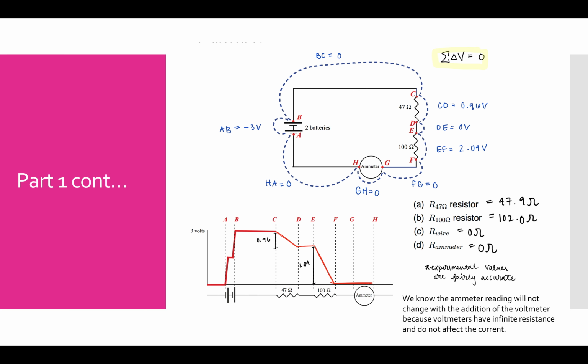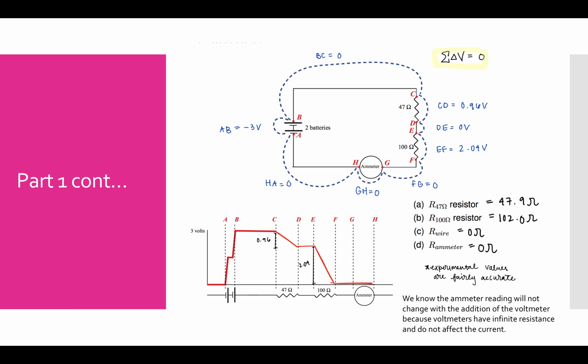And so from this, you can use a similar equation to the one we used before to find that the R47 resistor is about 47.9 ohms, and the R100 resistor is about 102.0 ohms, while the wire and the ammeter are both 0 ohms. So as you can see, this is pretty accurate because the 47.9 is for the 47 resistor and the 102 is for the 100 resistor.